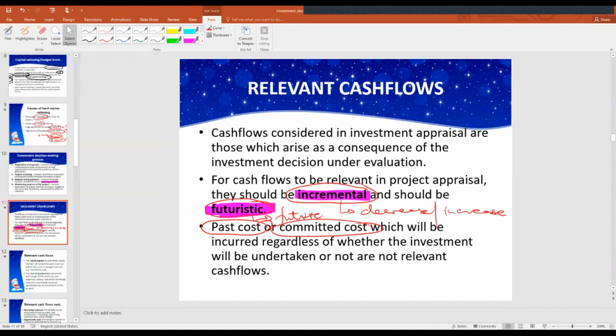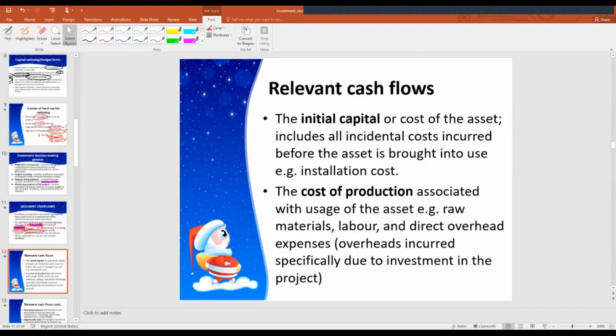Now, some of the relevant cash flows, which I think we shall come across as we do the appraisal. Well, the first one is the initial cost.